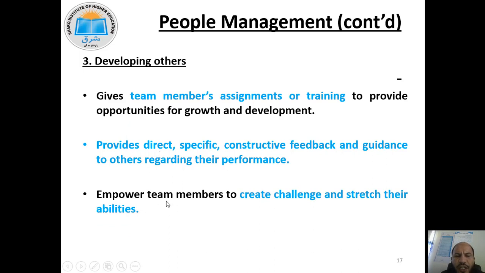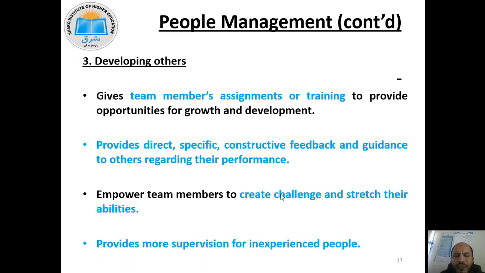The third, he will empower team members to create challenge and stretch their ability. So he will empower, for example, give power to their employees to answer challenging situations and to use their abilities. And lastly, he should provide more supervision for inexperienced people. It is one of the responsibilities of the project manager to provide supervision to inexperienced people. If he finds inexperienced people, he should supervise them, guide them, and direct them to achieve their performance and to reach the quality.